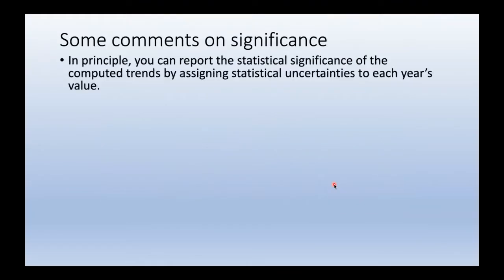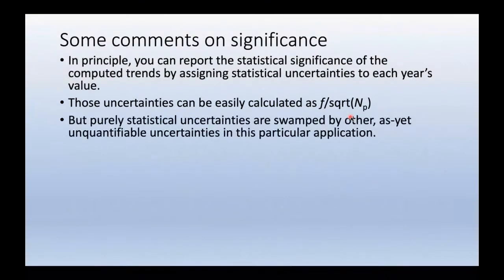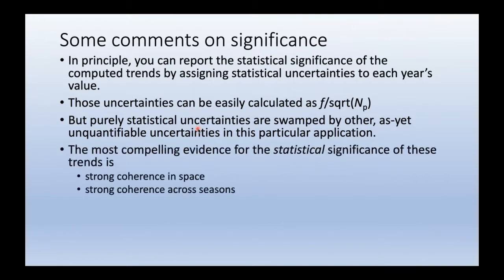So some comments on significance. In principle, you can report the statistical significance of the computed trends by assigning statistical uncertainties to each year's value. And as I alluded to, but didn't really go into details, that can be calculated as the total fraction of precipitation divided by the square root of the number of precipitating reports. And then you can use those uncertainties to calculate the significance of the trend. But the statistical uncertainty, in my opinion, is swamped by other as yet unquantifiable uncertainties in a specific case.